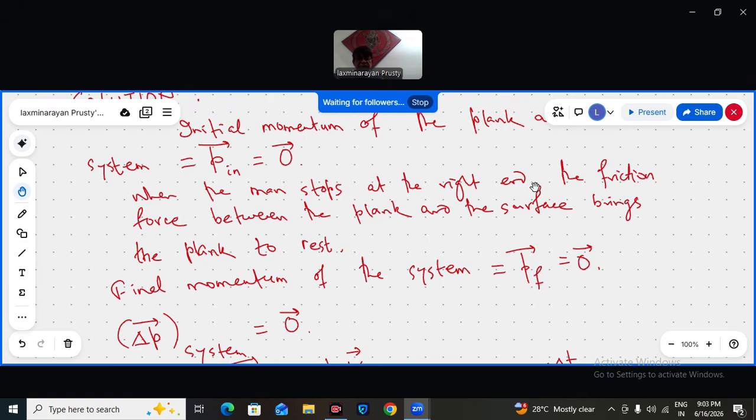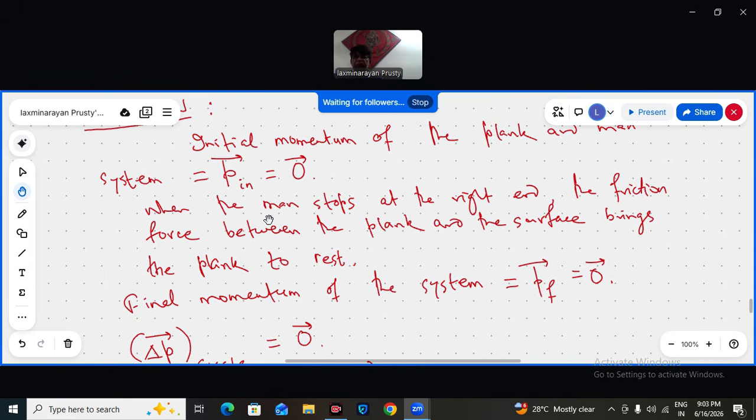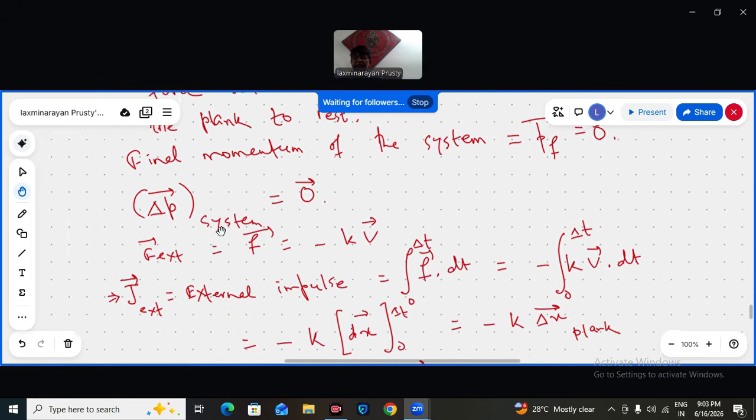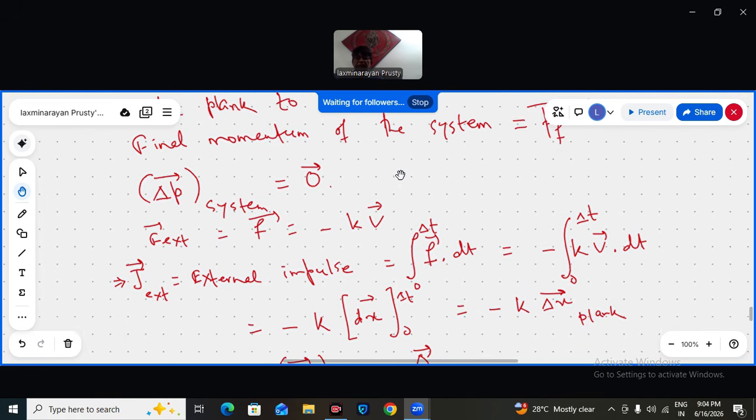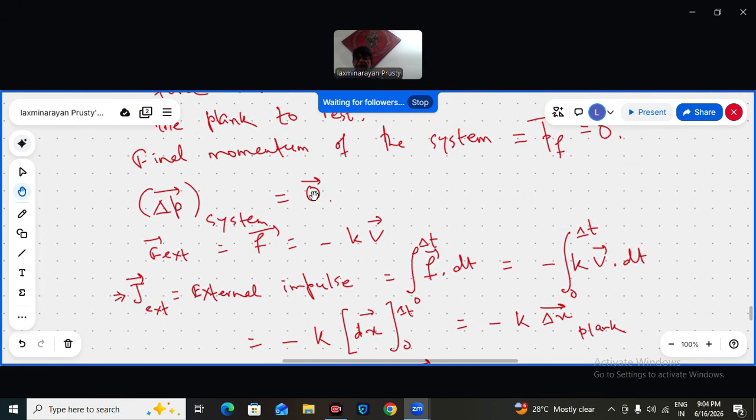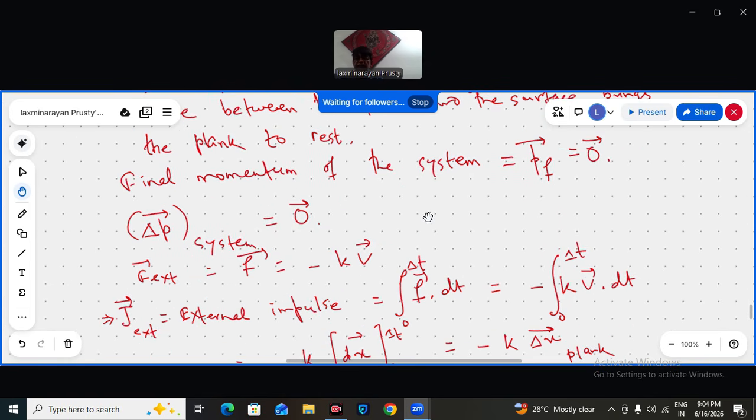The man has stopped with respect to the plank, and finally the plank also stops with respect to the ground due to friction. So the final momentum of the system becomes Pf bar equal to null, that is 0. Pf bar is 0, Pi is 0. So what is the delta P in the system? When the motion is over, that is 0 also. This minus this, 0 minus 0, 0.